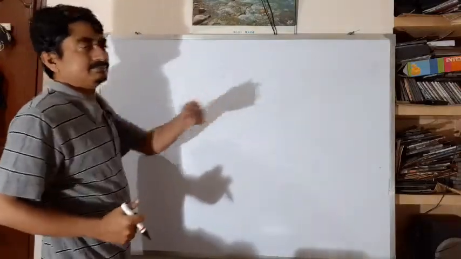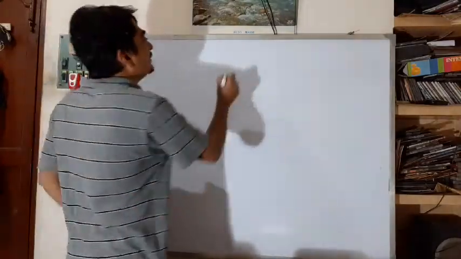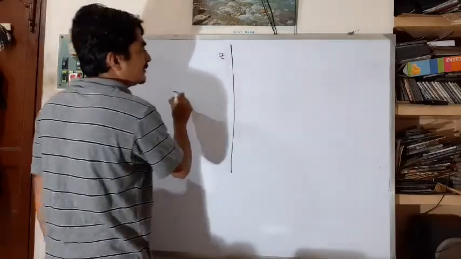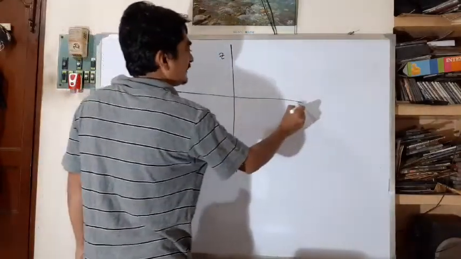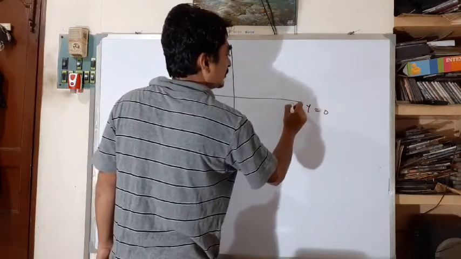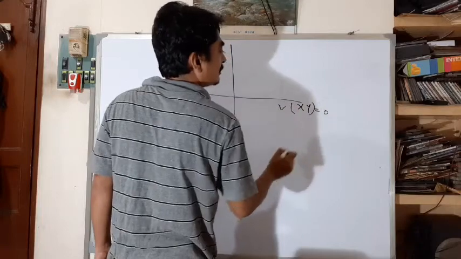Now think in a different way. Suppose this is the z axis. Okay. Now we are considering the xy plane as virtually grounded.